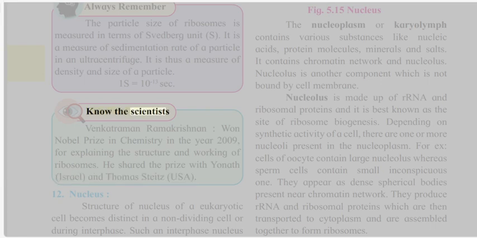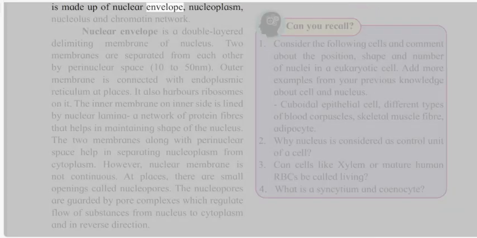Know the scientists. 12. Nucleus. The structure of the nucleus of a eukaryotic cell becomes distinct in a non-dividing cell or during interphase. Such an interphase nucleus is made up of nuclear envelope, nucleoplasm, nucleolus and chromatin network. The nuclear envelope is a double-layered delimiting membrane of the nucleus. The two membranes are separated from each other by the perinuclear space, 10 to 50 nm.